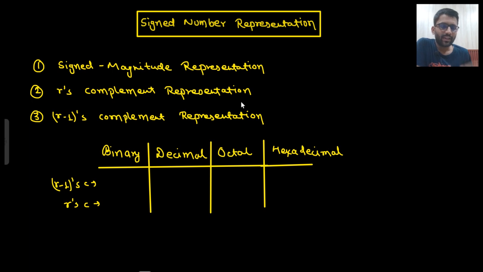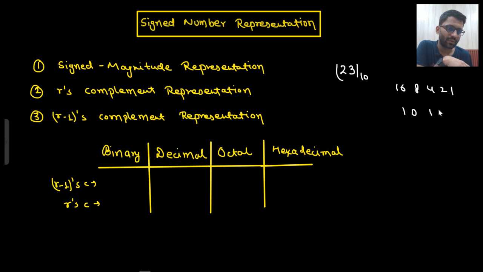So till now we were talking about only unsigned numbers, right? Like I told you, write down 23 in binary. So you wrote it down. 23 in binary would be 10111. There was no negative sign. Nowhere did we use any negative sign.